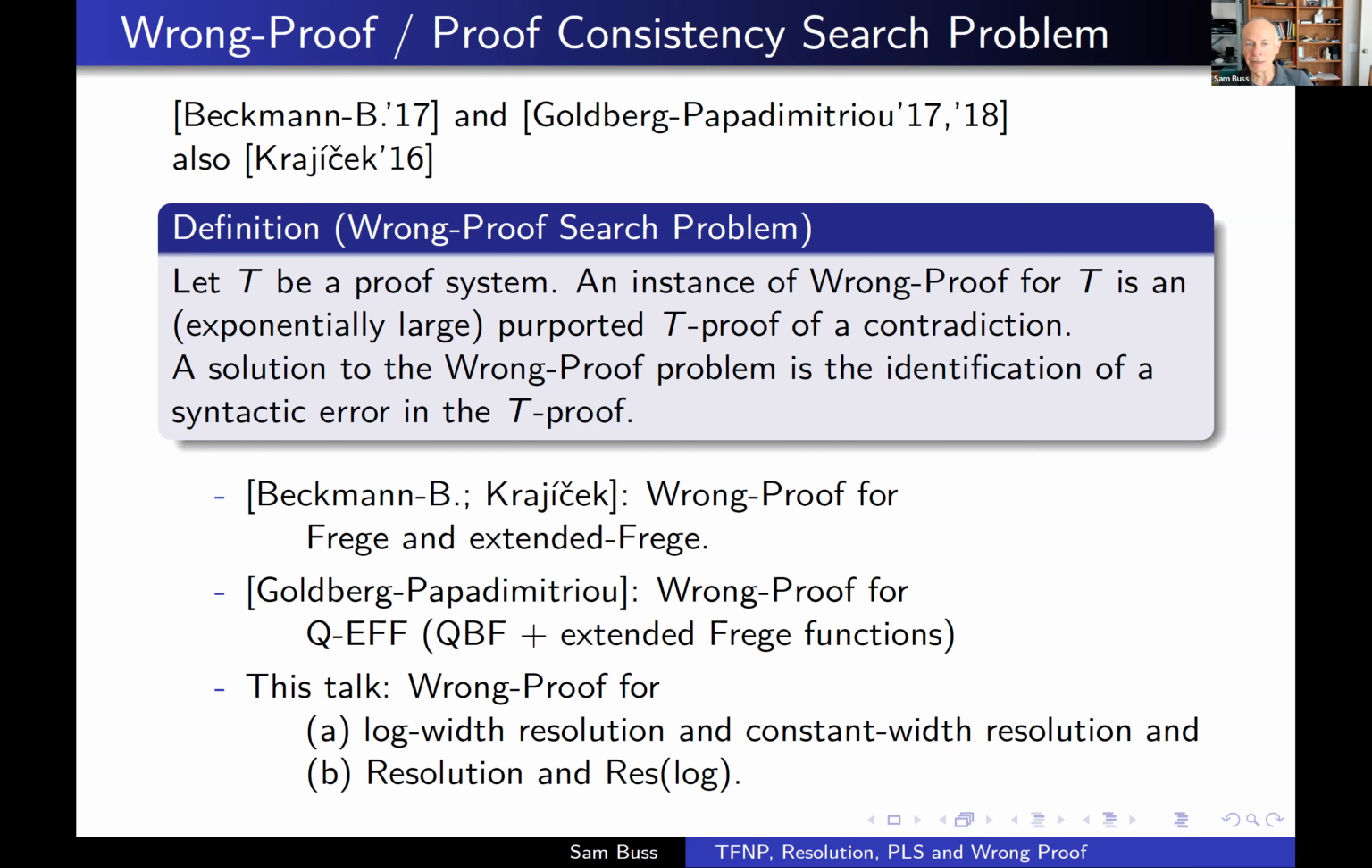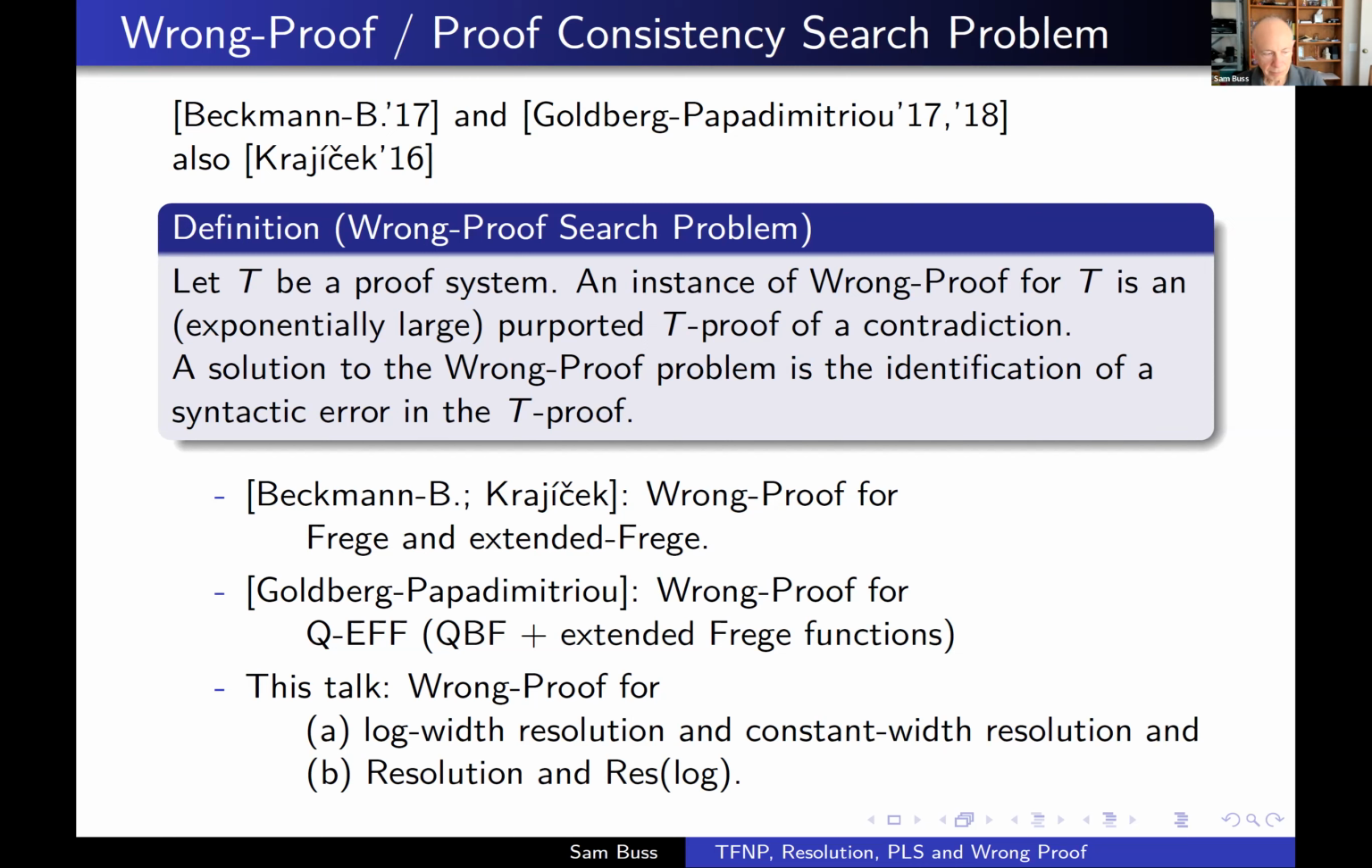Arnold and I, and Jan also, looked at wrong proof for Frege and extended Frege. Jan looked at extended Frege. Goldberg and Papadimitriou were trying to do a very strong proof system to go high up into the TFNP hierarchy. They used a version of quantified Boolean formula reasoning with an ability to introduce Boolean functions with extension. They call it QEFF, or QBF plus extended Frege functions. In this talk, I want to go the other way and talk about wrong proof for weaker systems, in particular log-width resolution, constant width resolution, and also resolution and Res-log, which I'll define in a little bit.